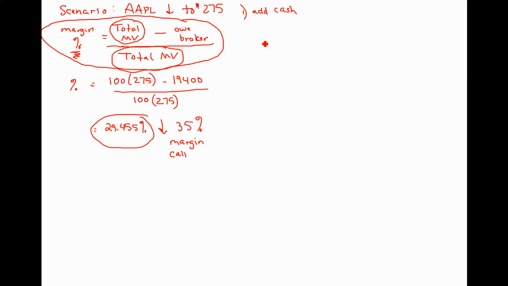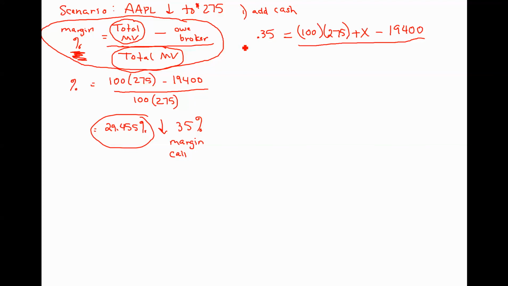Since we're trying only to reach maintenance, the margin percentage that I'm going to input will be that 35%. The total market value of my portfolio: right now I own 100 shares of Apple, trading at $275 each, but I'm going to add some cash, I just don't know how much, so I'm going to call that X. Subtract what I owe my broker, that's going to be the 19,400. I won't owe them any more because I'm not borrowing any more money from them. I won't owe them any less because I'm not paying off the loan or any portion of it. I'm just adding some cash to my account.